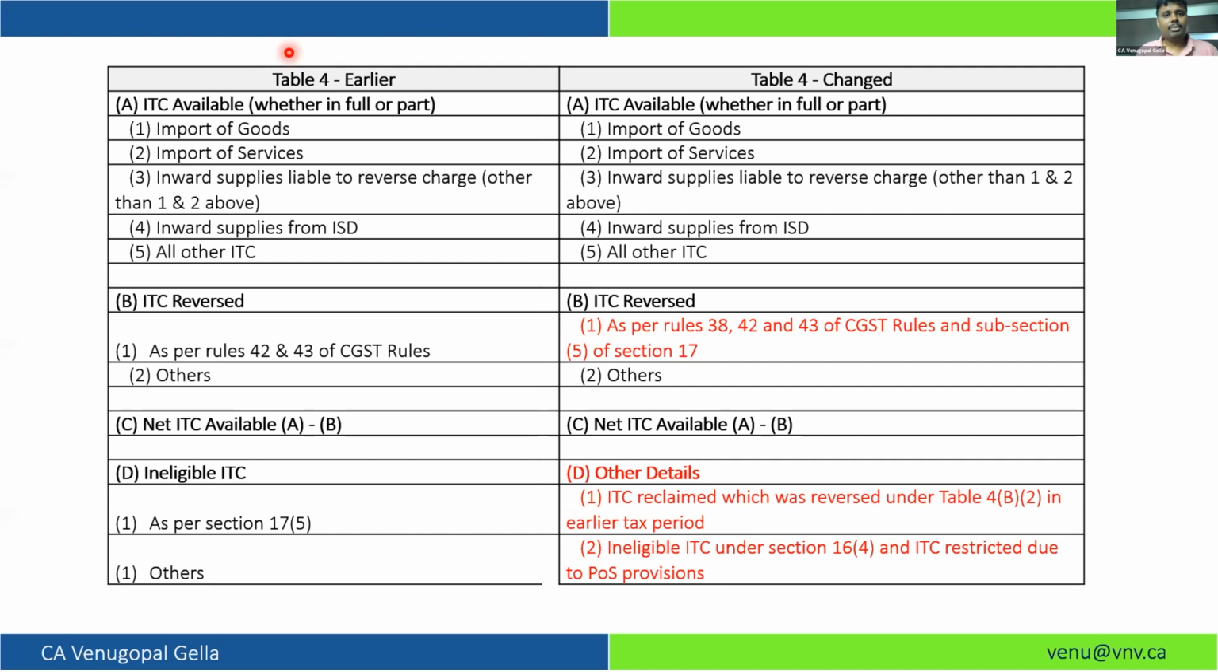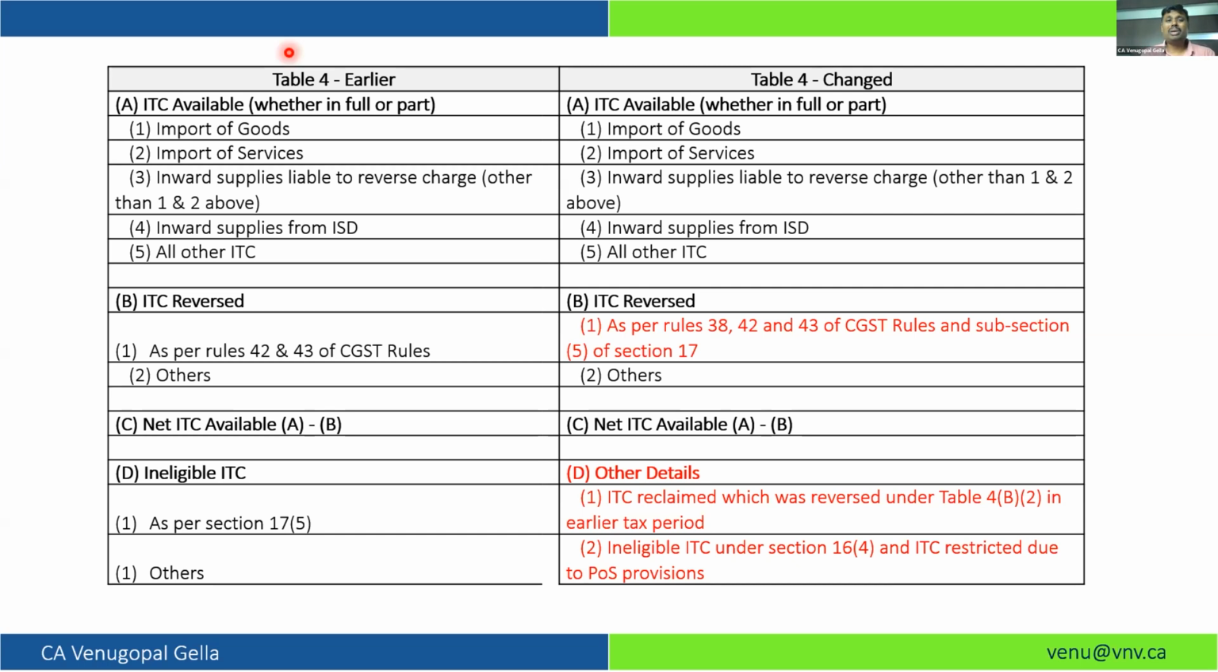How do I remove it? The removal comes by way of reversal in table 4B. Report those credits which are not eligible to you in table 4B. So you report all the credits which are not eligible, you will not take them. Now, those which are not eligible have been further categorized into two categories. It could be not eligible at all, permanently. We call this a permanent reversal.